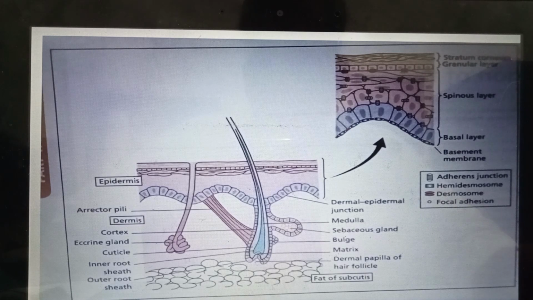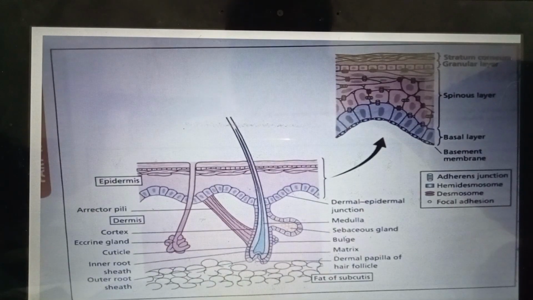This picture describes the structure of skin. Skin is basically divided into three layers. The outermost layer is the epidermis, the innermost is the dermis, and below the dermis is the hypodermis. Today we will mainly discuss two layers, the outermost epidermis and the dermis.